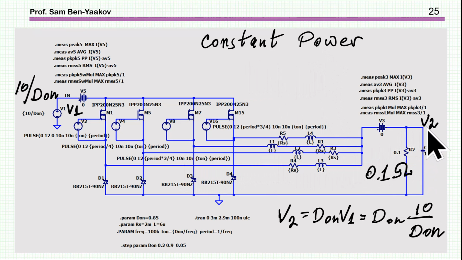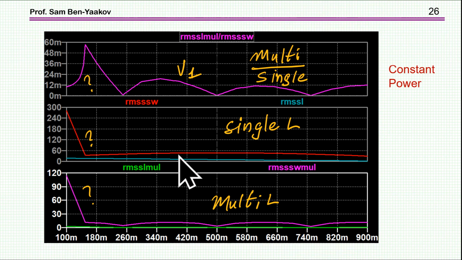Now, to run it in a constant power mode, since we are changing the duty cycle and I want to keep the output constant, then I have to change the input for each duty cycle, such that V2 is V1 times the duty cycle, okay? So if I make the V1 10 over the duty cycle, I'll get V2 to be constant at 10 volt, and this is what I'm doing here, okay? Here is the definition of this voltage source. And here is the result.